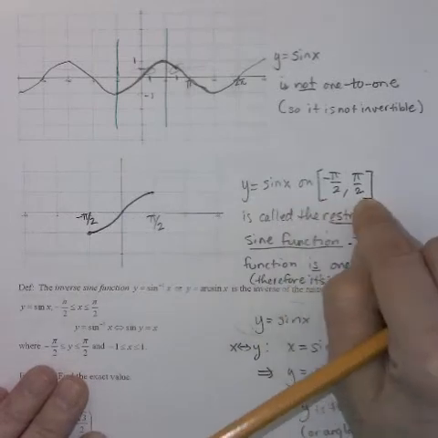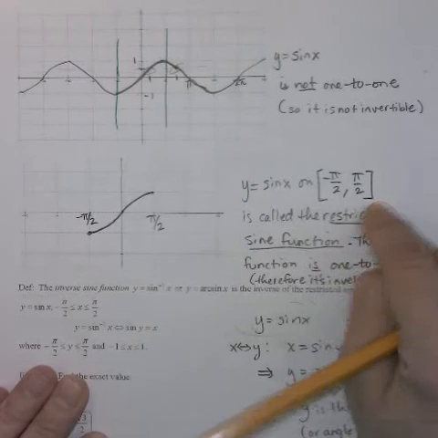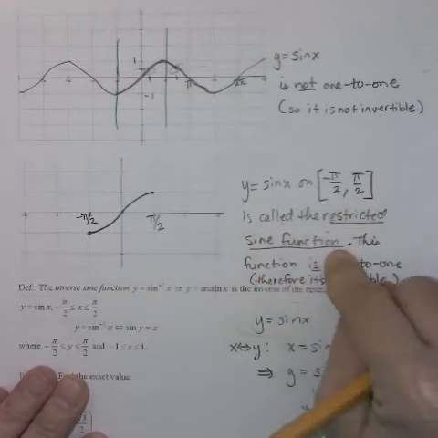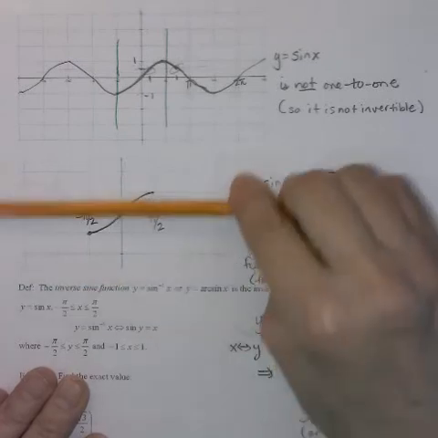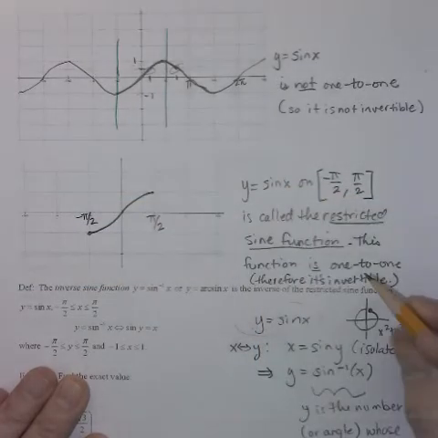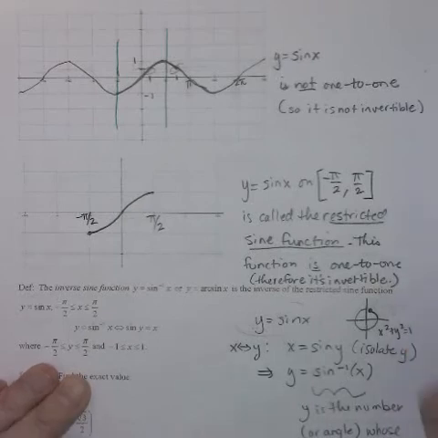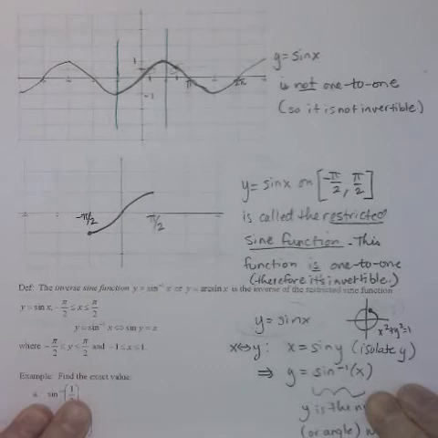So we've restricted the domain. This is called the restricted sine function. This function is one-to-one. Of course, it passes the horizontal line test. And since it's one-to-one, we can find its inverse. So now we're ready to define the inverse sine function.